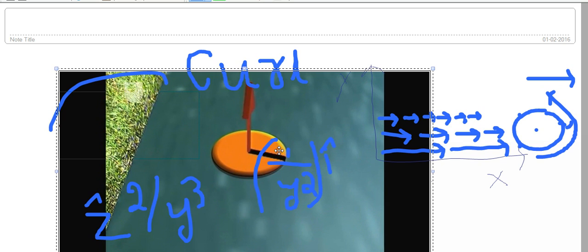If it is rotating in clockwise direction, then the direction of the curl will be inside the paper.